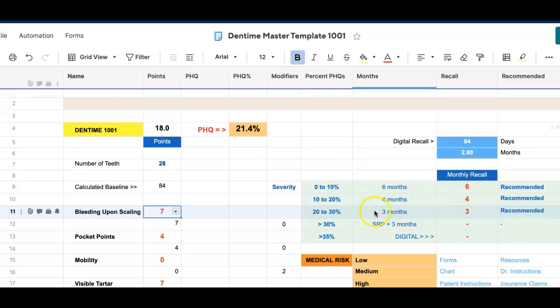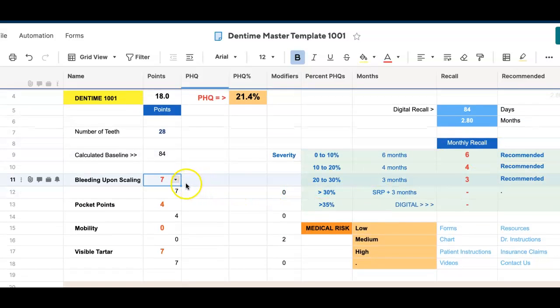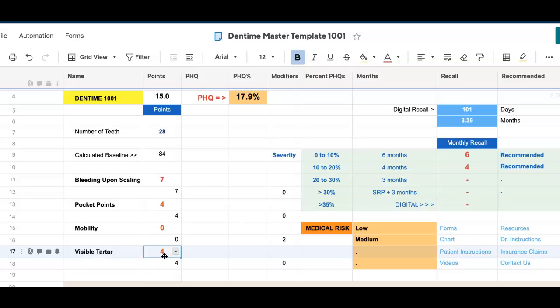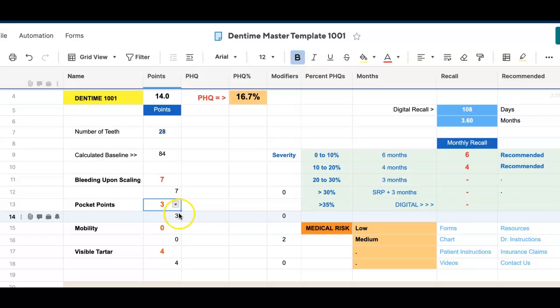Let's say they were on a 3-month recall, and they've come back in. We want to see if now they've done better. So again, we say, well, Mrs. Smith, it looks to me like you only have 4 points where I can see any visible tartar. Your mobility hasn't changed. Your pocketing has gone down. That's wonderful. That's after I do my mesial buccal probing pocket points, and I count them up. Once you get the hang of it, you'll do it in 20 seconds.